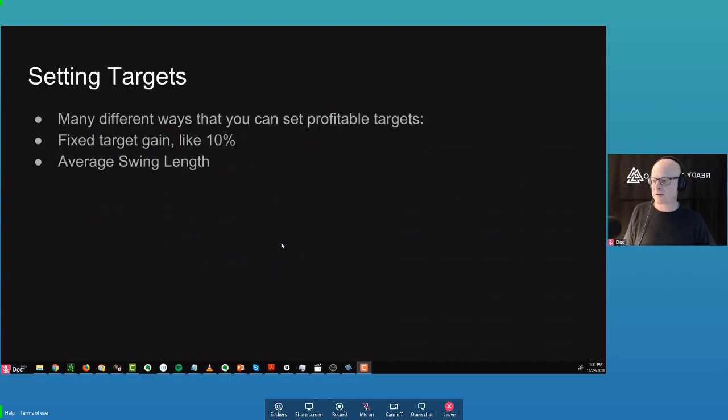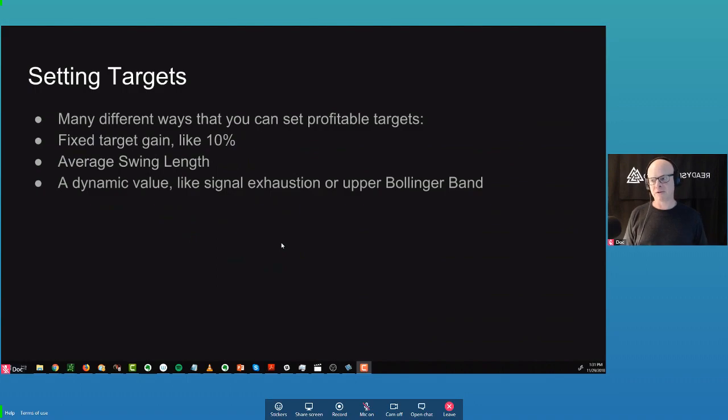Average swing length. A dynamic value like signal exhaustion. If you have signal chart exhaustion, so let's say you're using a daily chart as your signal chart, and it's exhausted, guess what? It's going to consolidate. It's going to sit there and pull back or flag out. It's going to frustrate you. Why not just sell into strength? If you have an exhaustion signal, that means that you've had range expansion. You're sitting on a profit. Perhaps it's time to take profits in that.